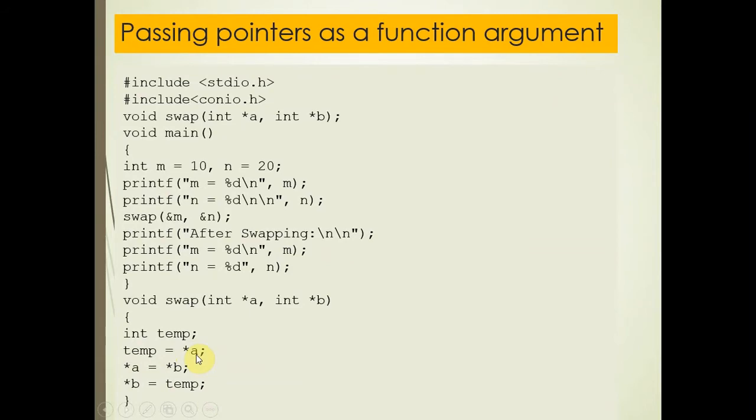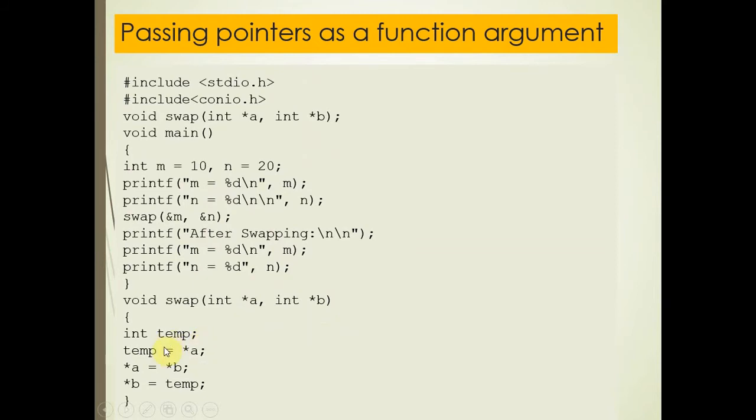Because a is a pointer type variable, it may hold the address of another variable. So which variable's address does a hold? You just see here, when you call this function swap, the address of m and address of n will be copied to variables a and b respectively. That is, the address of m will be copied to a, and the address of n copied to b. So here variable a holds the address of m, and variable b holds the address of n.